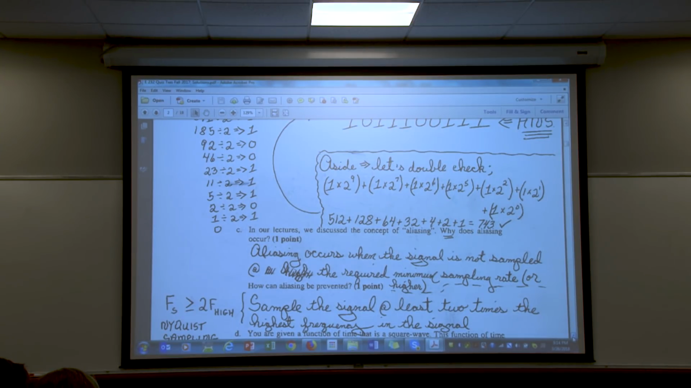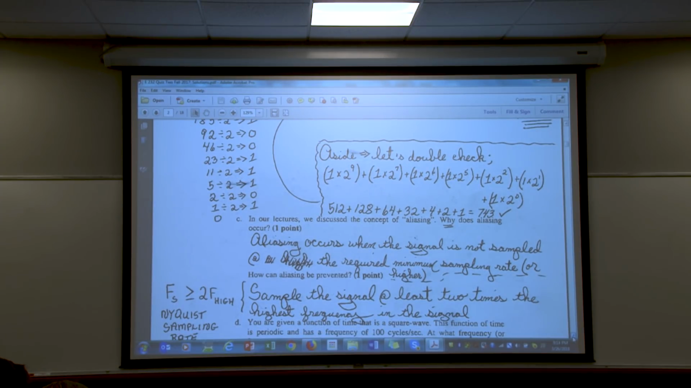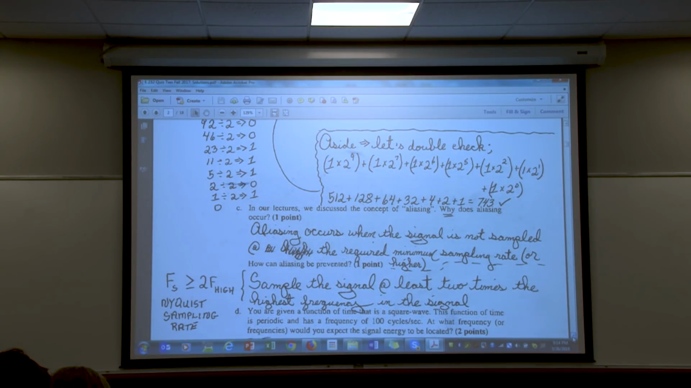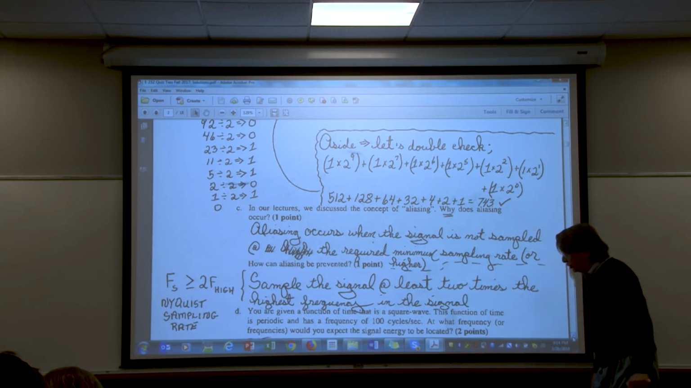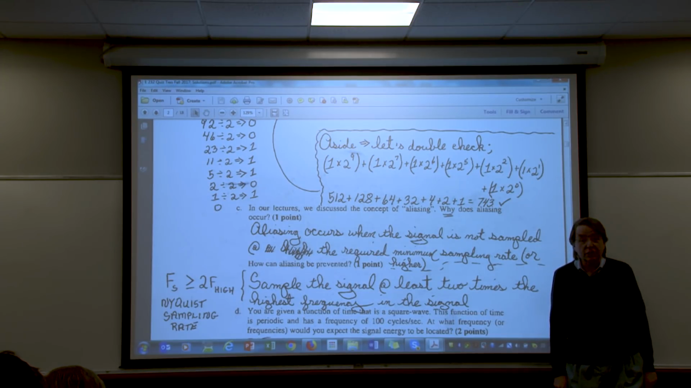Now, I move on to part D as in David. You're given a function that is a square wave. This function of time is periodic and has the frequency of 100 cycles per second. At what frequency or frequencies would you expect the signal energy to be located?